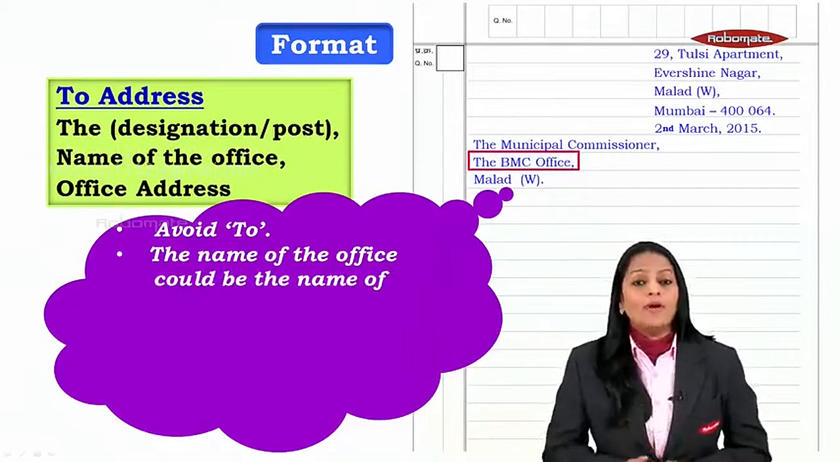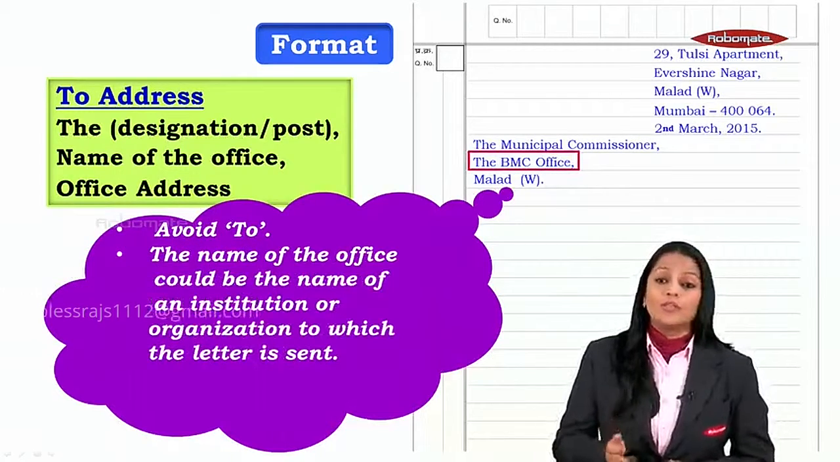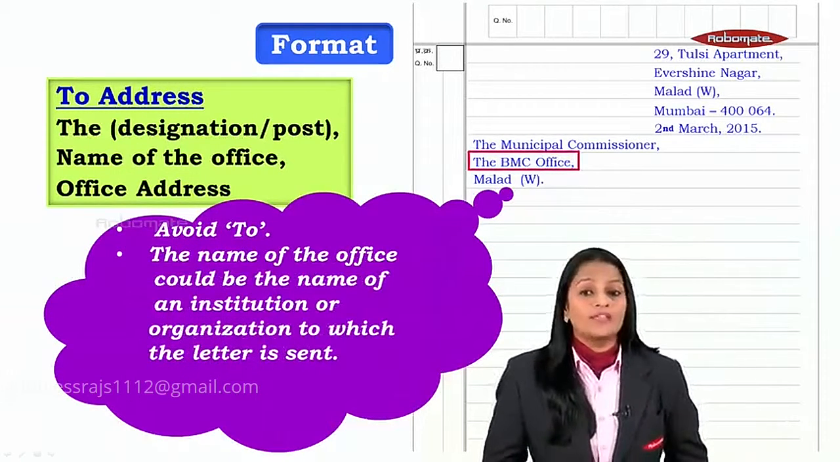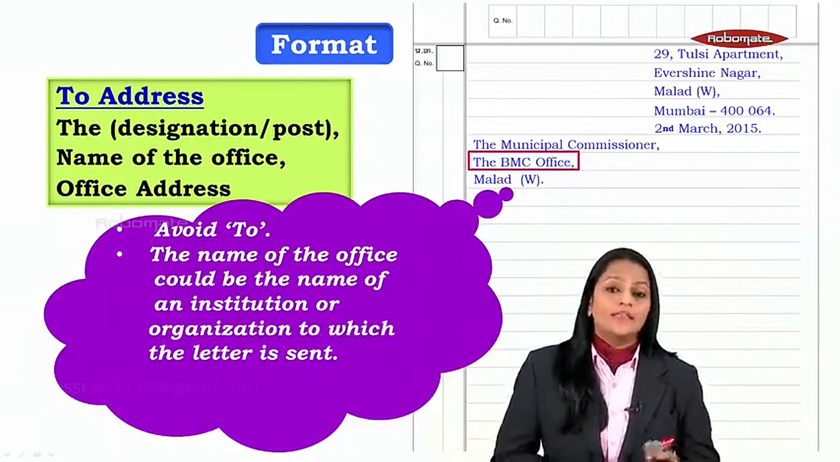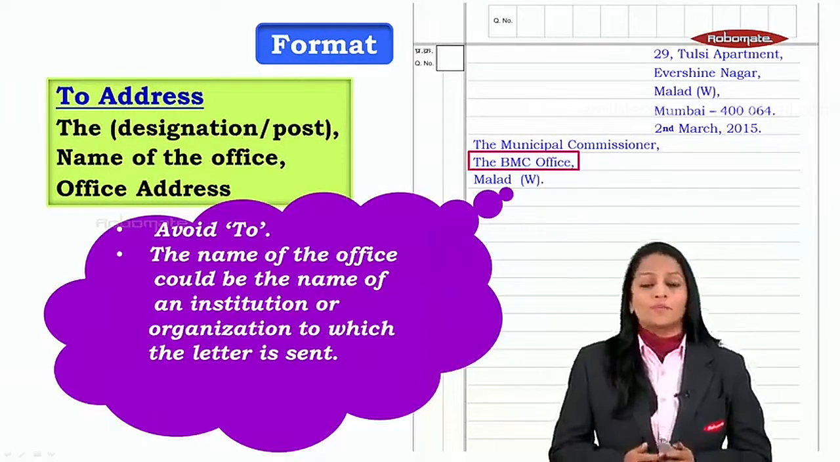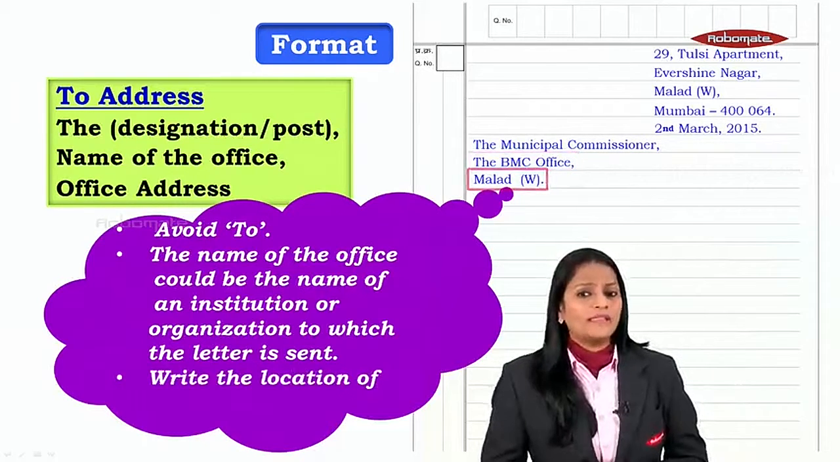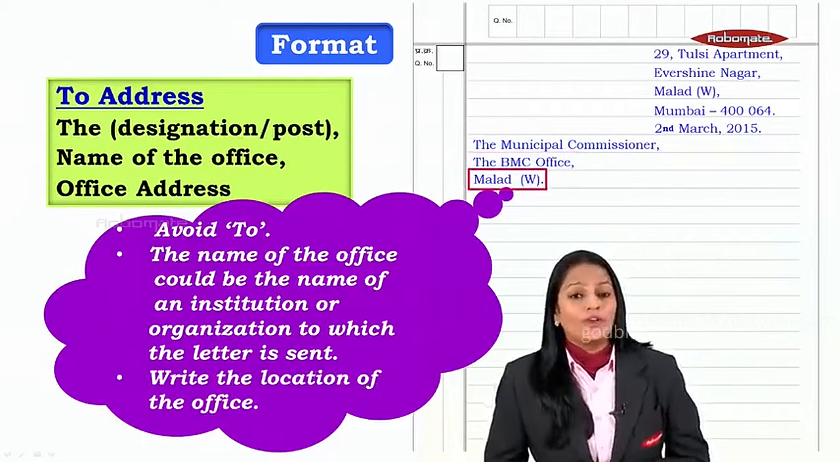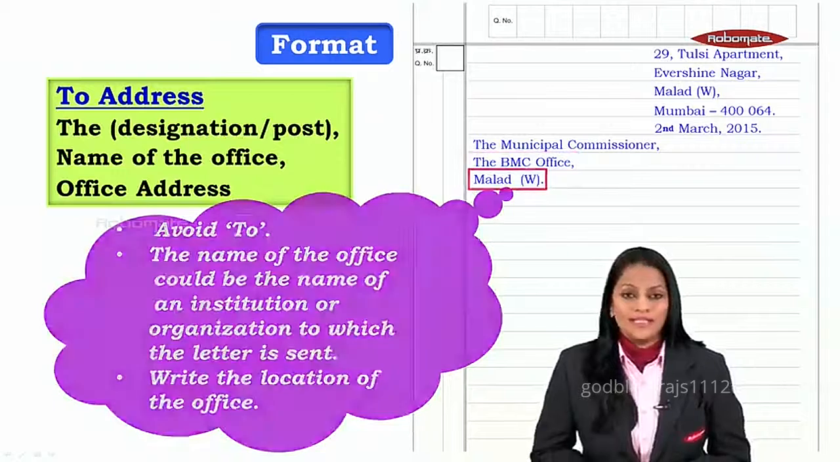Second, the name of the office has to be written. It could be the name of the institution or the organization to which the letter is sent. In this case, it is the BMC office because you're writing to the municipal commissioner. Next thing, write the location of the office, but don't go into details.